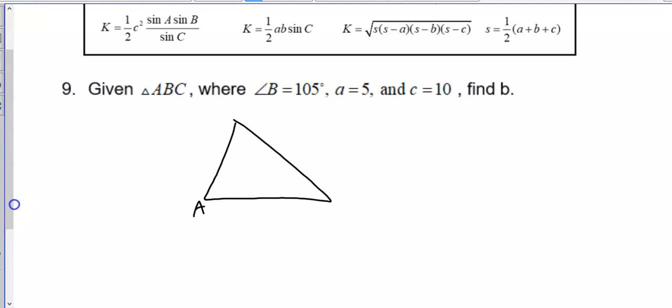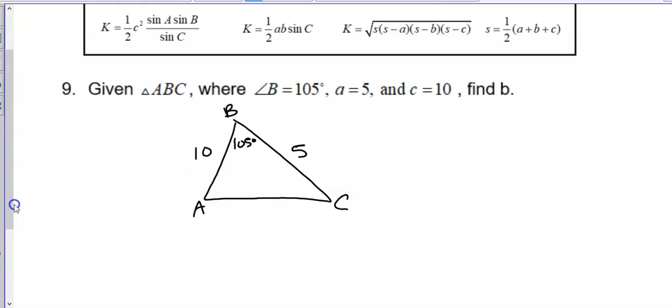Draw a triangle. This time we have angle B is 105 degrees, little a is 5, little c is 10. Now I've done enough of these problems to know that law of sines is not going to work on this one. If you ever have side angle side, like you do here, law of sines is not going to work.